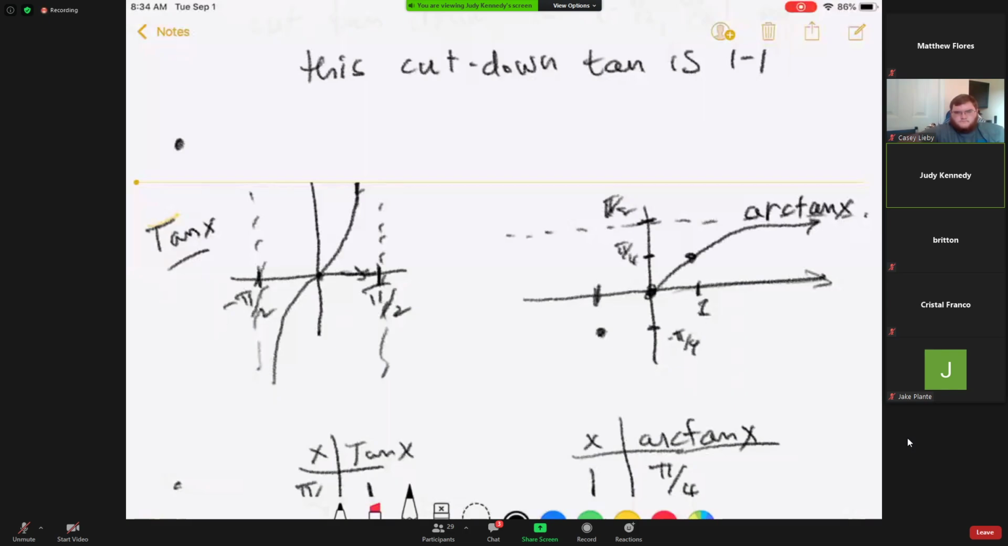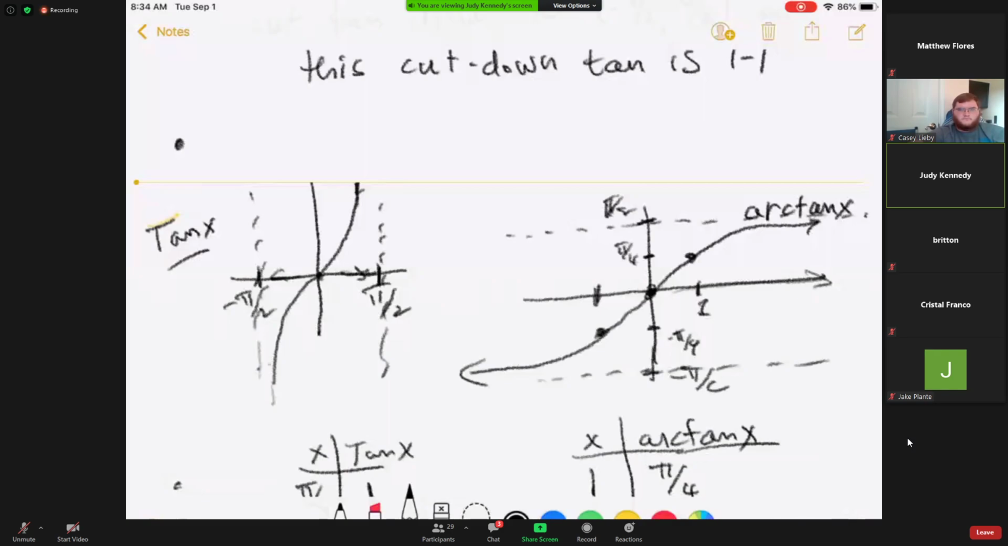And the same thing happens in the negative direction, right? As you go to minus pi over 2 from the right, your y values are getting large in the negative direction. So I'm going to get a horizontal asymptote at minus pi over 2. So it looks like that. And okay, so there's a graph of the arctan, a rough graph.